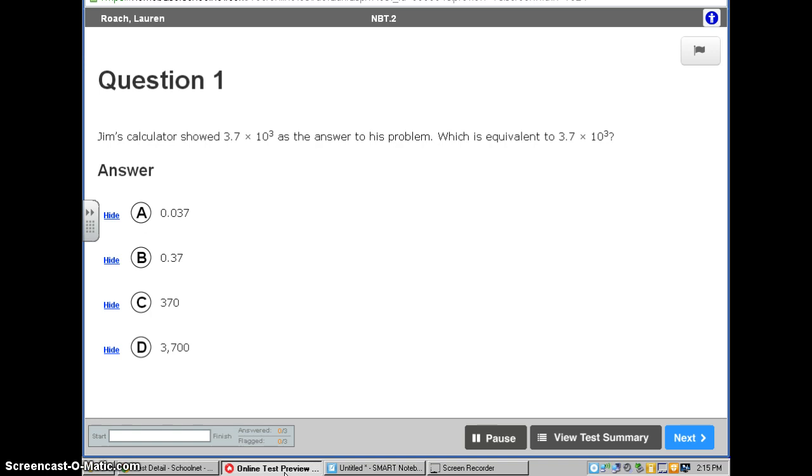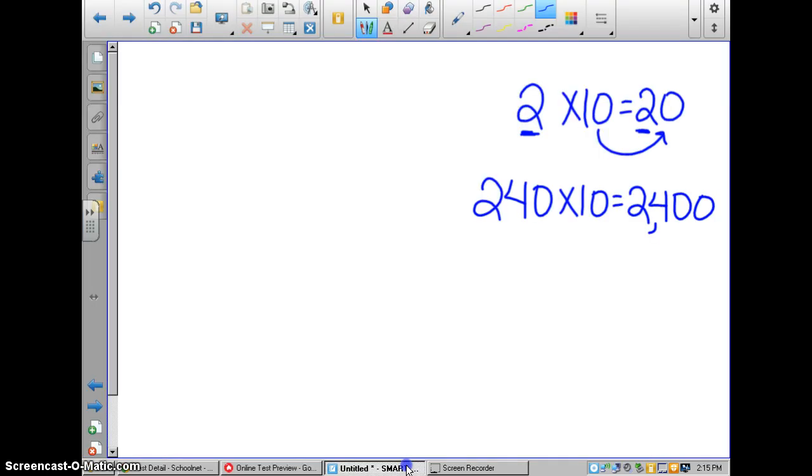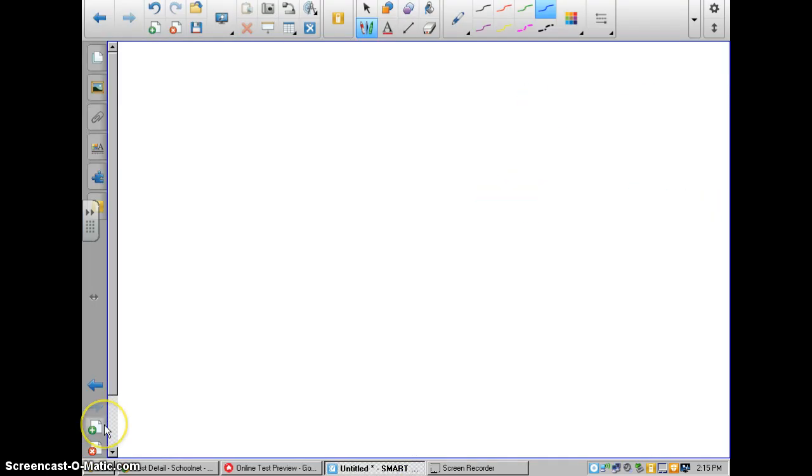Okay, Jim's calculator, and I'm going to write this down on the Smart Notebook. That was 3 7/10 times 10 to the third power. Before we even address that decimal at all, because I'm sure you're looking at this like, holy cow, Miss Roach, we haven't multiplied decimals yet. I'm not really sure how to do that.